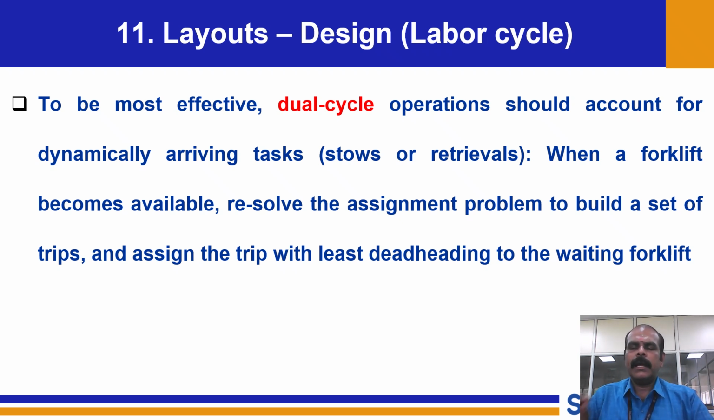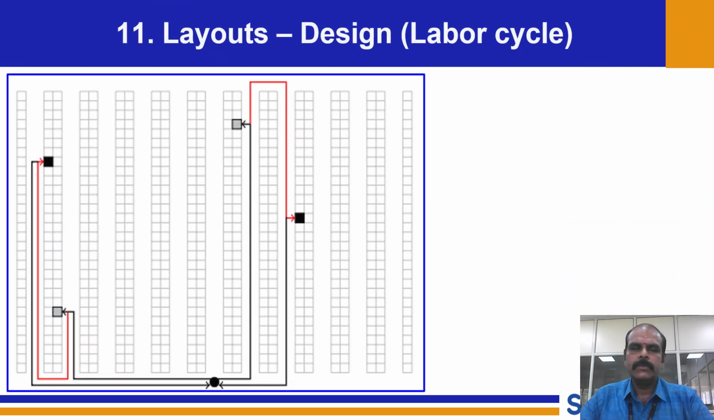Now a question might arise: how do I do this task? This is very important. We should assign the trip. Trip means to and fro should be properly done. So what tool will we be using? That is going to be the haunting question. This is how it has to be planned.